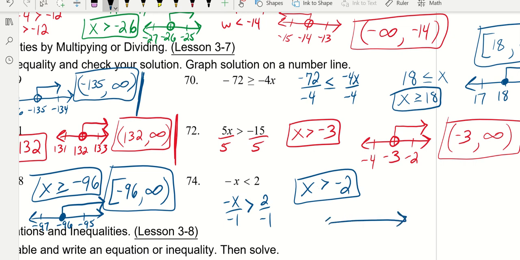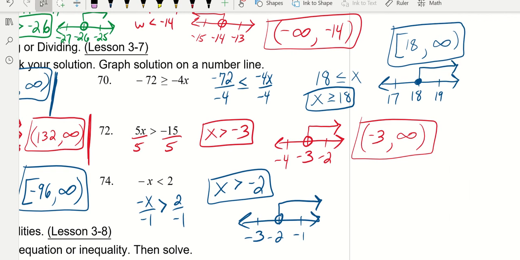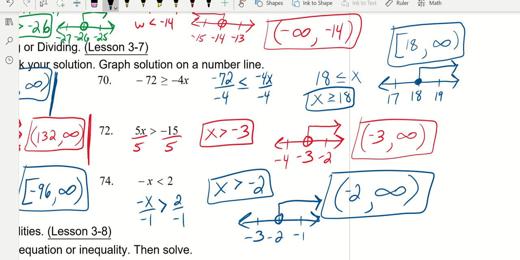Let's put this on a number line. Negative 2, negative 1, negative 3. Open or closed circle at negative 2? Open circle. X is greater than negative 2, so we shade to the right. And negative 2 is at the high end or low end? It's the low end. We shade to the right, so that's infinity on the high end. Parenthesis around infinity, open circle, which means negative 2 is not included in the solution set, so parenthesis around the negative 2. There we are.